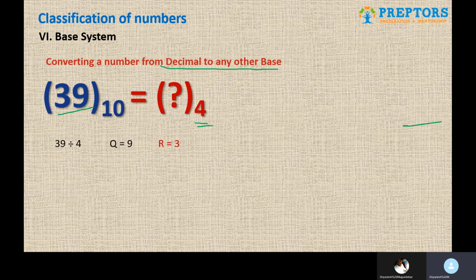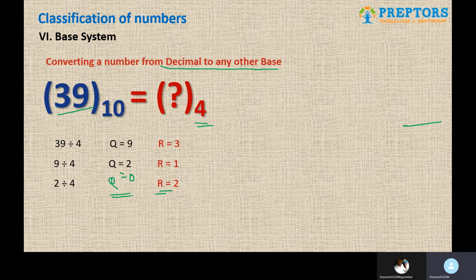Then you are going to continue the same process. Take the quotient of 9, again divide that by 4. So when you divide 9 by 4, you get quotient 2 and remainder 1. And again when you divide the quotient 2 by 4, you get quotient 0, because obviously 2 is not divisible by 4, and remainder 2 as it is. And this is the important step, because the moment you get quotient 0, that is where you stop. So you have to keep on doing this process until you get the quotient 0.